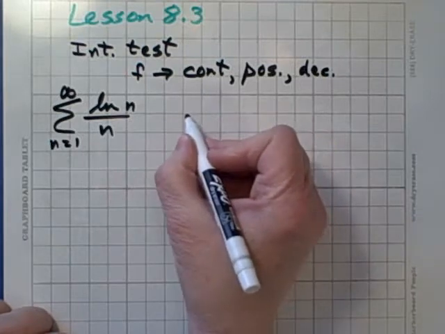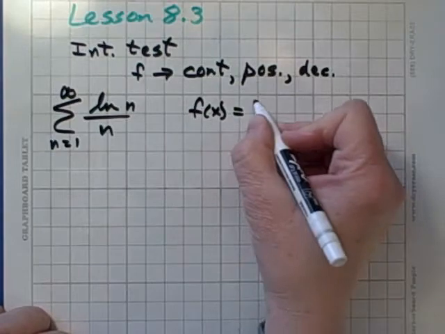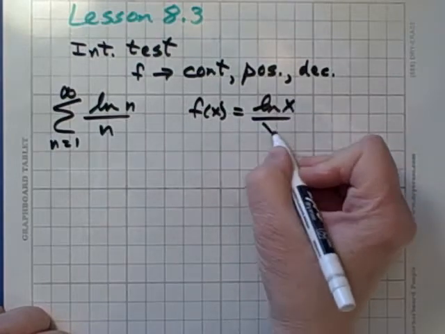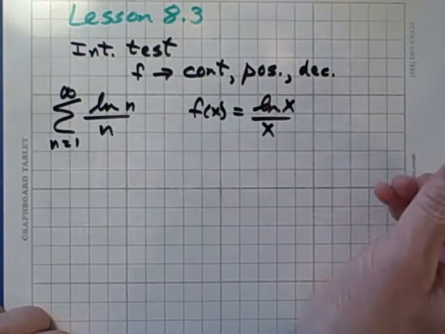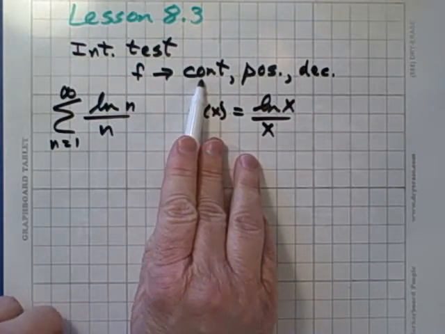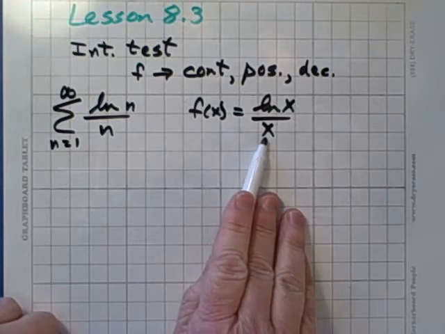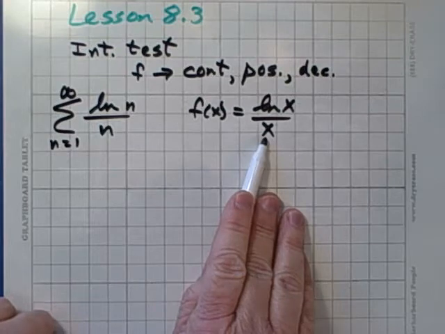We would then compare it to the function. So the function is the natural log of x over x, and we would need to think through, is it continuous? Well, it would not be continuous at 0, but we are considering values from 1 on up, so it would be continuous in that region.